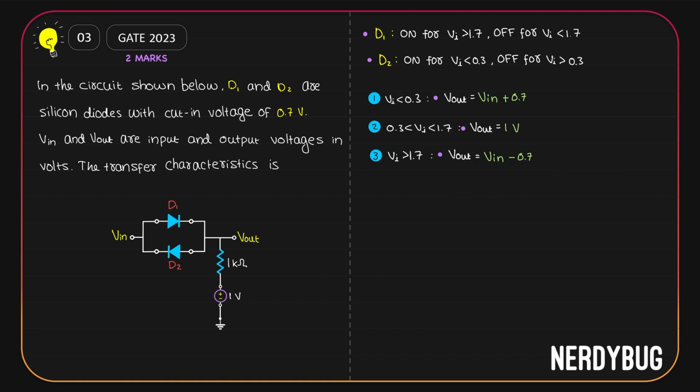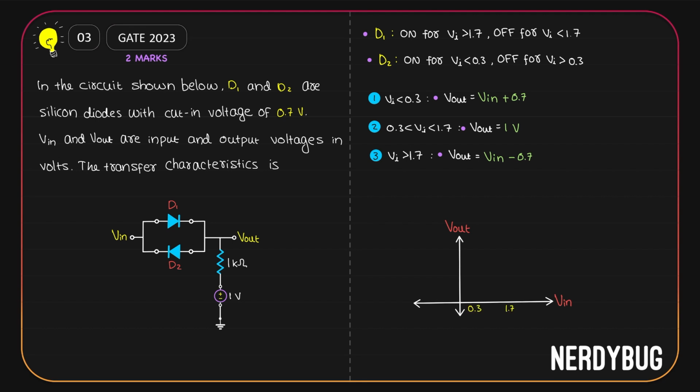These are all the three cases we needed. Using what we found, let us plot the transfer characteristics. So I'll take a graph with Vin on the x-axis and Vout on the y-axis. Let us mark 0.3 and 1.7 on the x-axis.